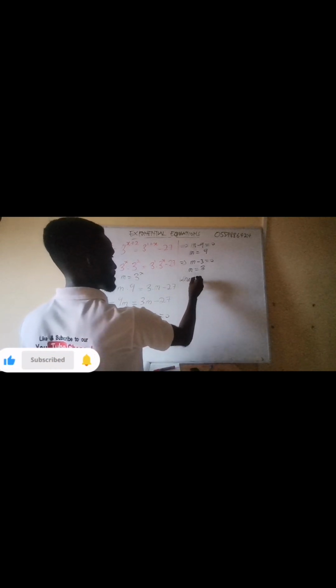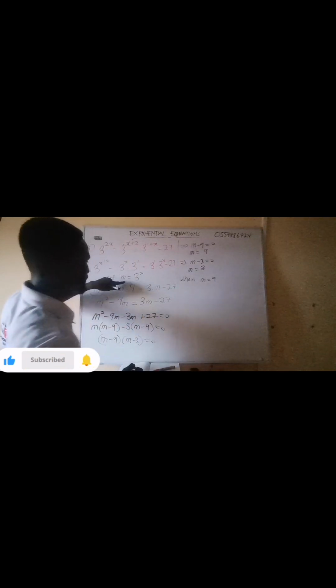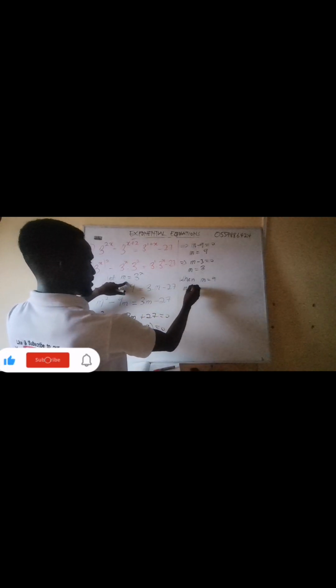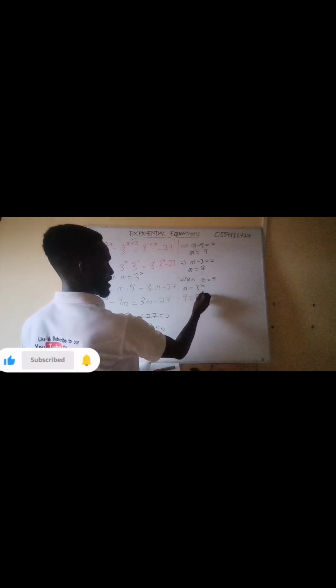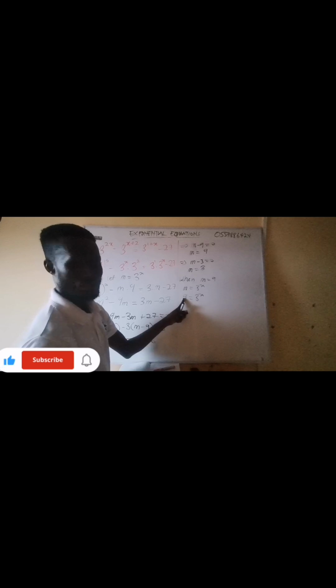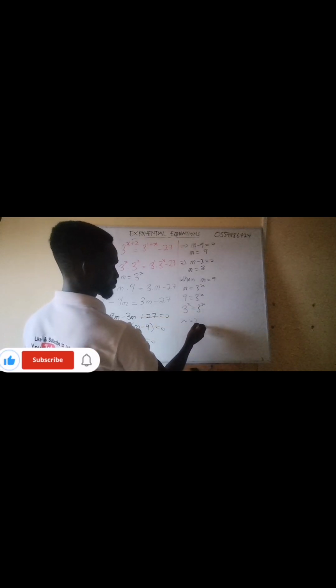Now what we are looking for is the x. So I'm going to consider the first answer, when m is equal to 9. Don't forget that m is equal to 3 exponent x. Now the m is 9, so we have 9 is equal to 3 exponent x. We have 3 squared is equal to 3 exponent x. Then we can conclude that x is equal to 2.